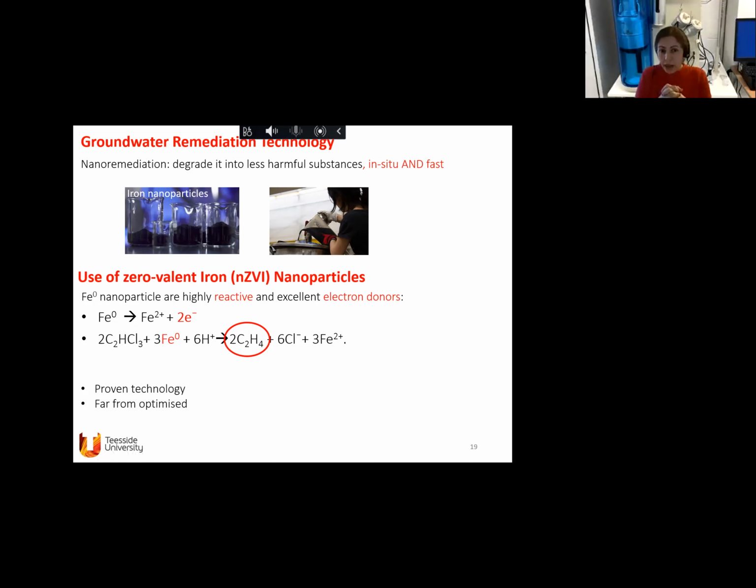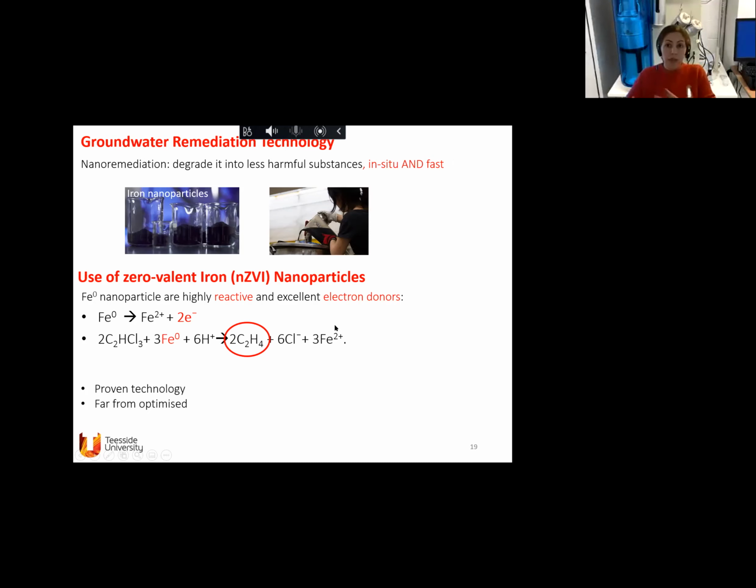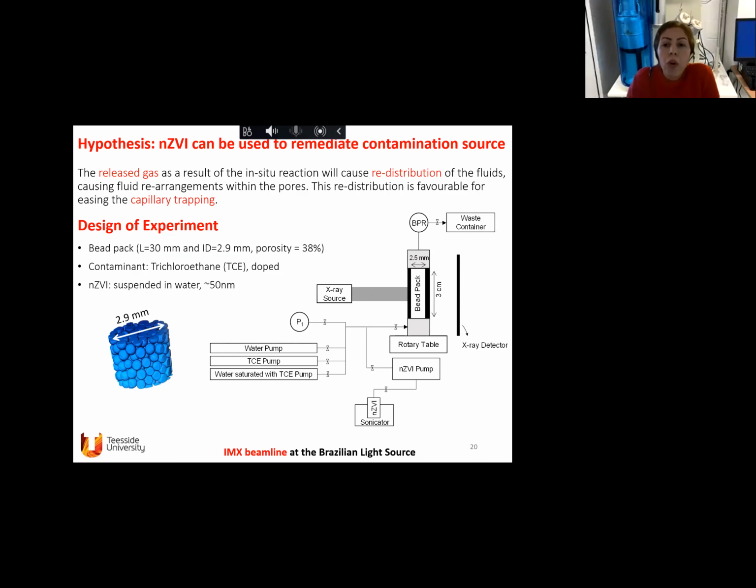So when we looked at this reaction, we realized that off the back of this chemical reaction, you're actually producing substantial amounts of gas phase, and that gas phase can start to redistribute the arrangement of fluids. Potentially it can help us overcome the capillary trapping for the droplets of this contamination that are stored. Maybe it is going to be helpful in terms of remobilizing those droplets. So that's the idea behind this case study that we did.